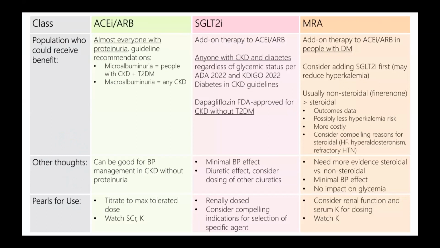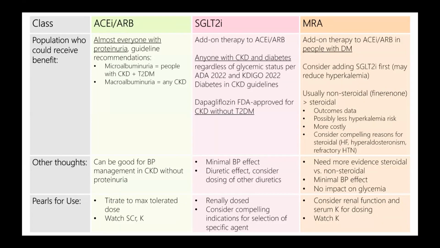So as we talked about with ACE inhibitors or an ARB, almost everyone with proteinuria gets this medication. If they have microalbuminuria, which again is greater than 30 milligrams per day of albumin excretion, that would be people who have CKD and diabetes who would be indicated for the ACE inhibitor arm. If they have macroalbuminuria, which is greater than 300, any CKD patient would be qualifying for an ACE inhibitor arm at that point. ACE inhibitors and ARBs can also be good for blood pressure management in CKD for those people who don't have proteinuria. And you're going to titrate this therapy to the max tolerated dose while watching serum creatinine and potassium. Then we think about our add-on therapies.